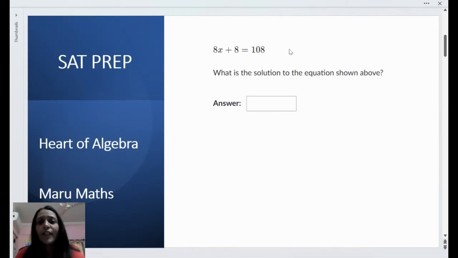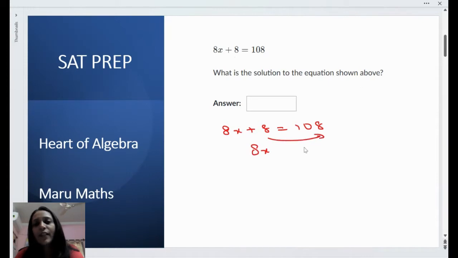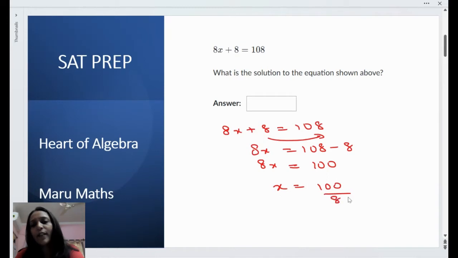Now let's move to the next question. So here we have 8x plus 8 is equal to 108. What is the solution for x? So first thing is I'll take 8 to the other side. So this becomes 108 minus 8, which would be 100. So 8x is equal to 100. So x would be 100 divided by 8.